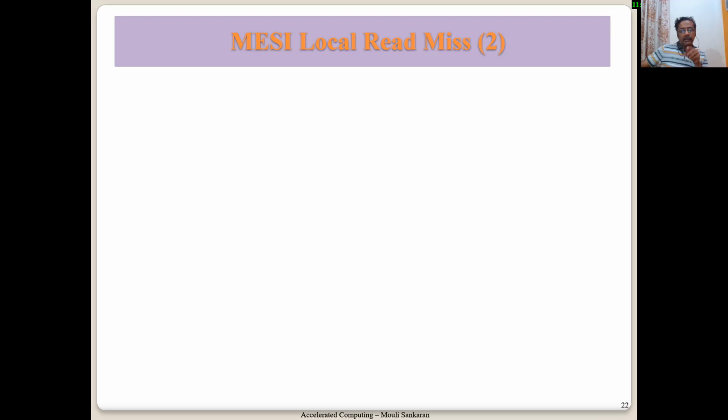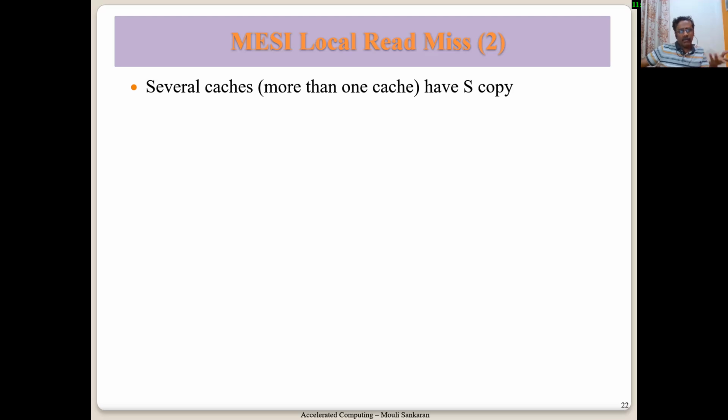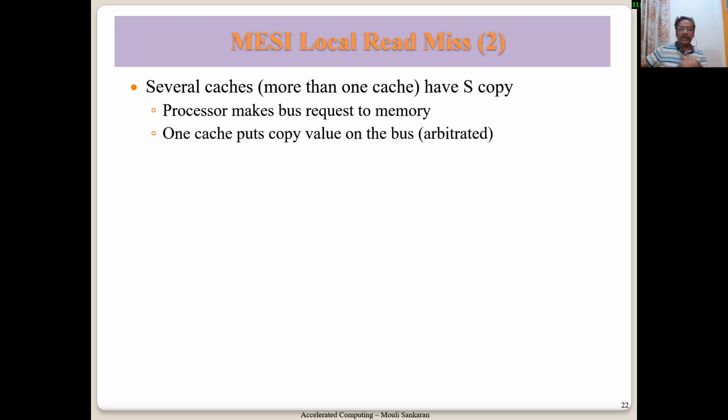Now again, look at the read miss when several caches have it in shared copy and one more core wants to read it. It is very simple. You can take it from one of them, don't have to go to the main memory, and keep it in shared state. You are also joining the group that owns this block for read purposes. The processor makes a bus request, but the snooping cache controller will say, I have a copy, I will provide it to you.